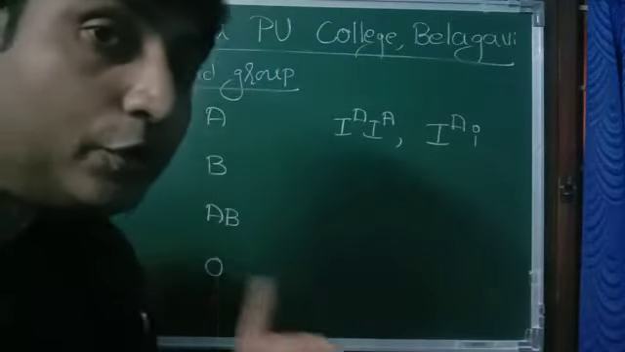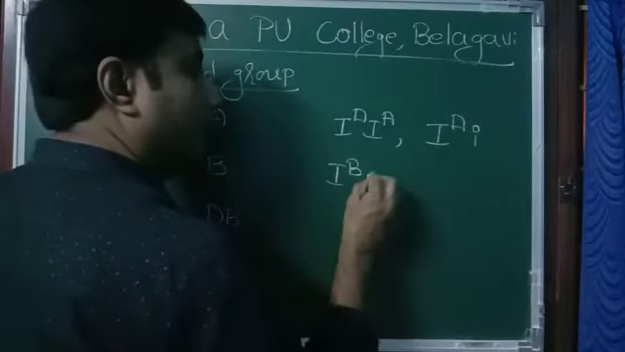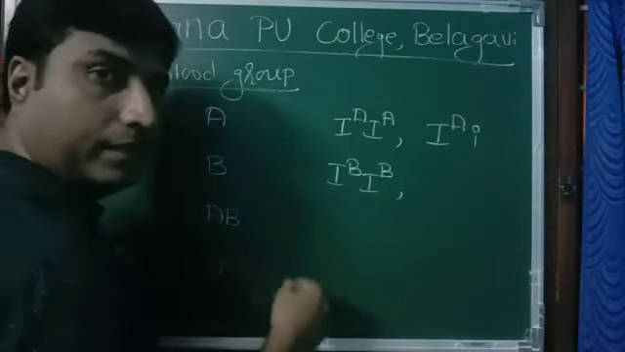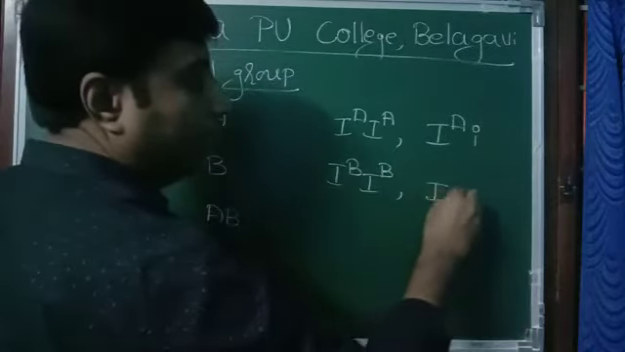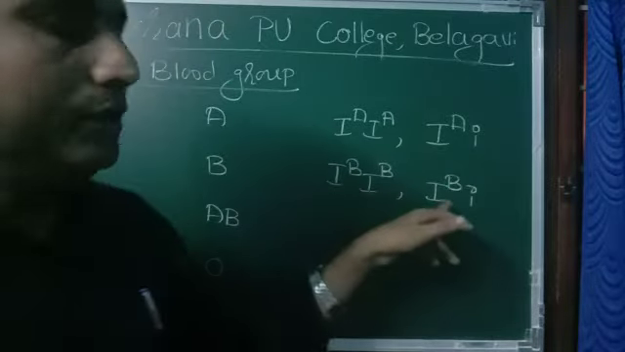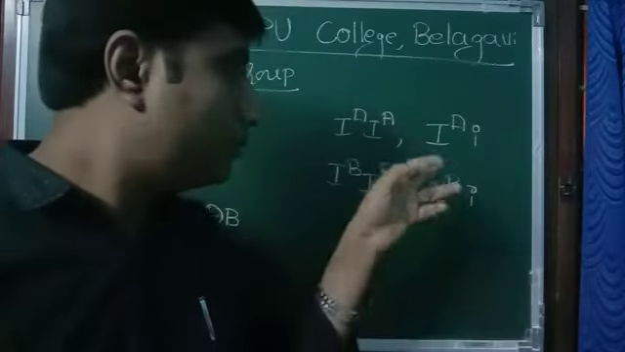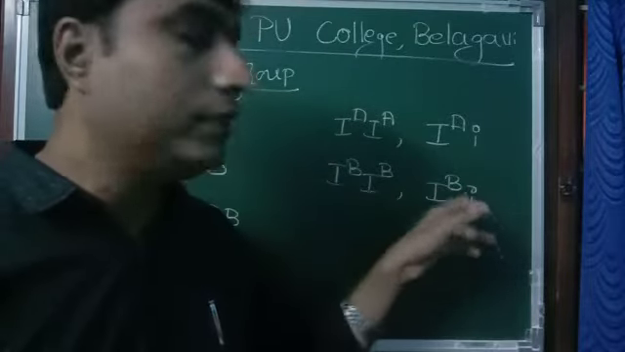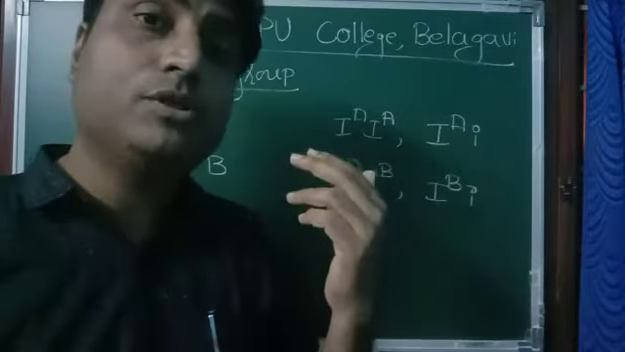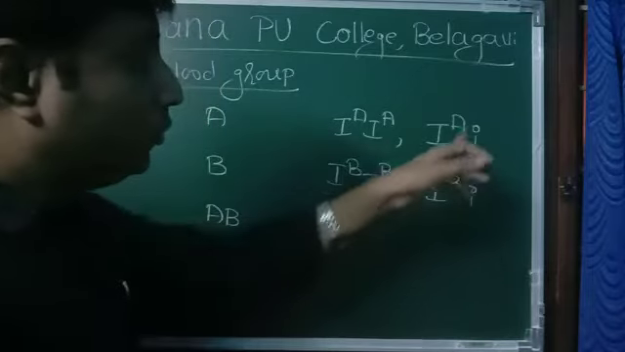Similarly, for blood group B, homozygous IB, IB, both dominant. Whereas in heterozygous, IB, small i. So here gene IB or factor IB is dominant. So when it is present, it will not allow the small i to express its character, and the blood group becomes B. So what is the role of this small i?